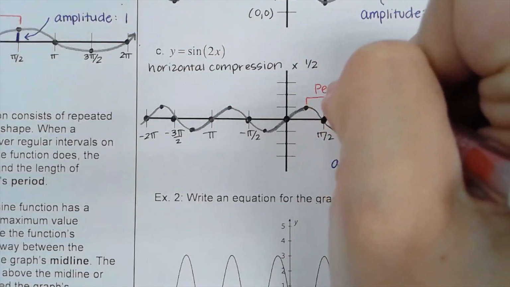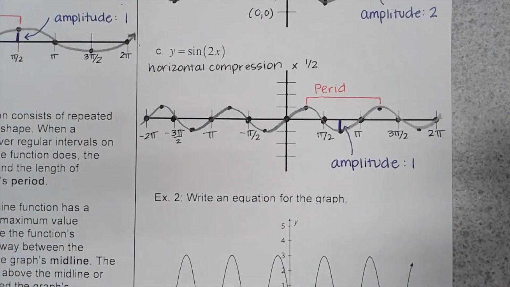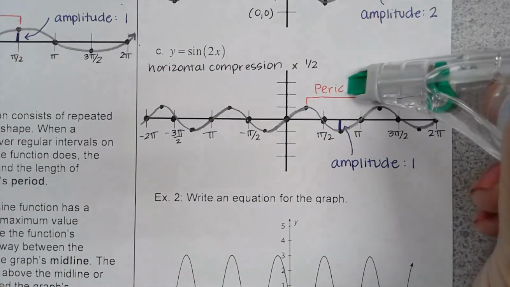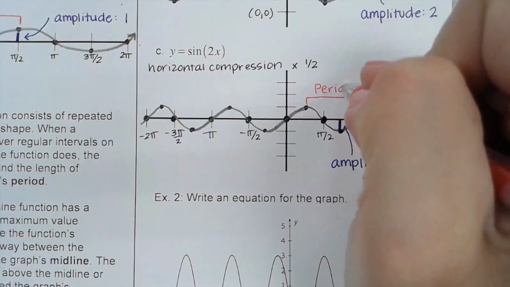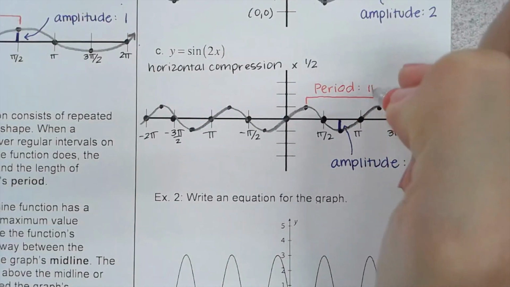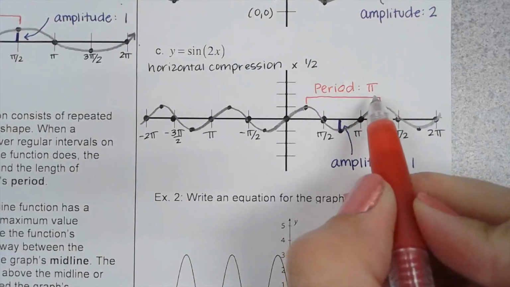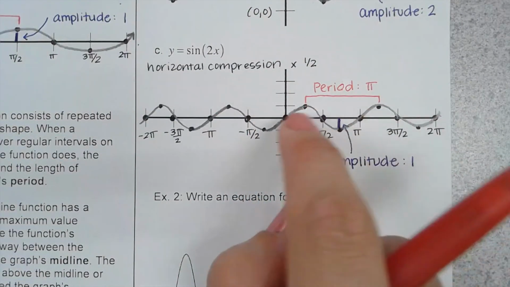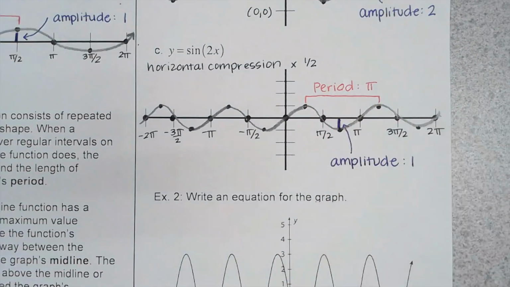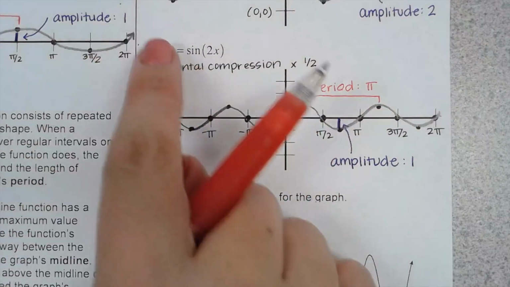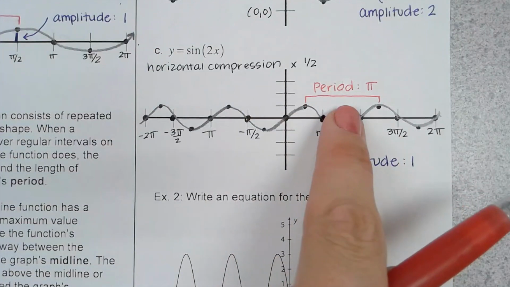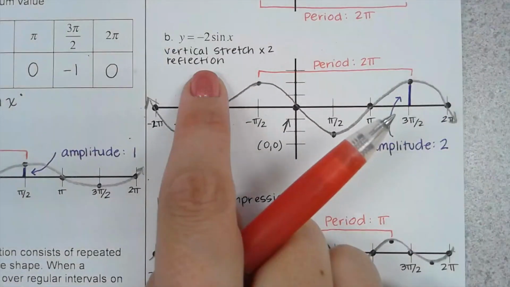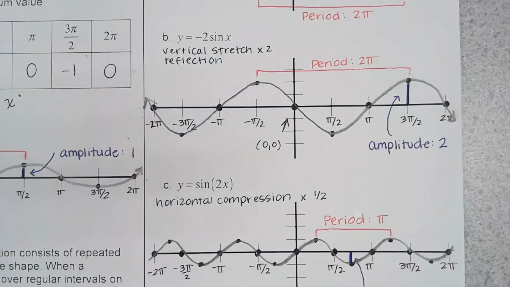So what happened is it's repeating itself twice as fast, which means that the period is half as long. Normally the period would be 2 pi, but when it squishes this way, it goes up, down, back up, and it only takes half the normal time to complete each wave for the graph. So horizontal stretches and compressions will affect the period, whereas vertical stretches and compressions affect the amplitude of the graph.